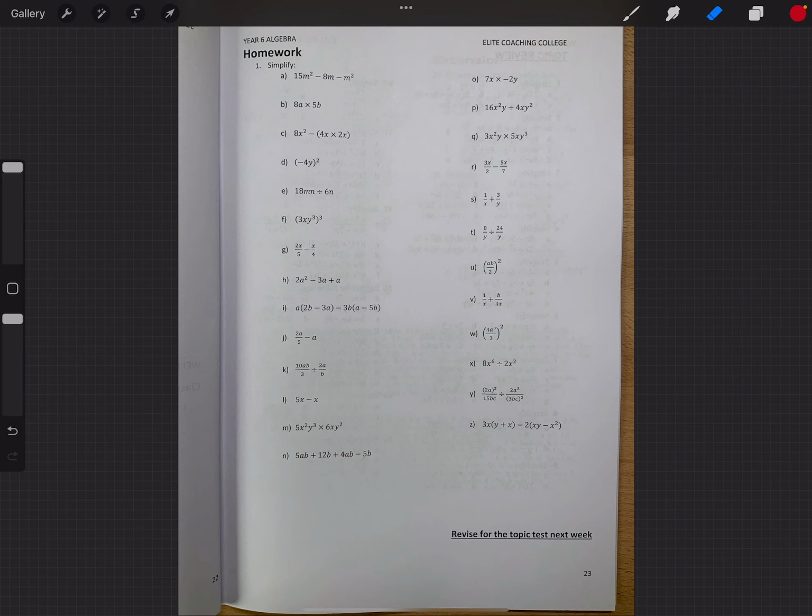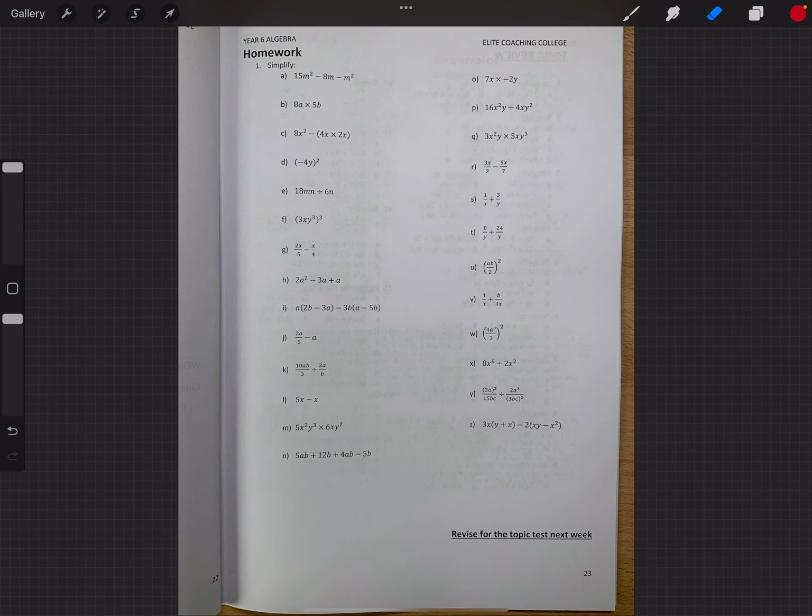Okay, and then let's expand the second one. I'll put this one in blue so you can see. This is minus 3b times a. You have to consider the minus in front of the 3b as well, okay? So minus 3b times a is minus 3ab. And then minus 3b times a minus 5b. Minus times a minus will give me a plus. 3 times 5 is 15. B times b is b squared.